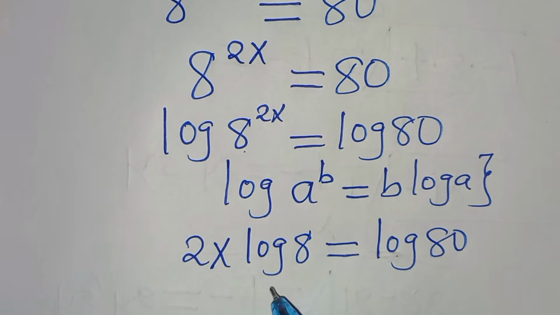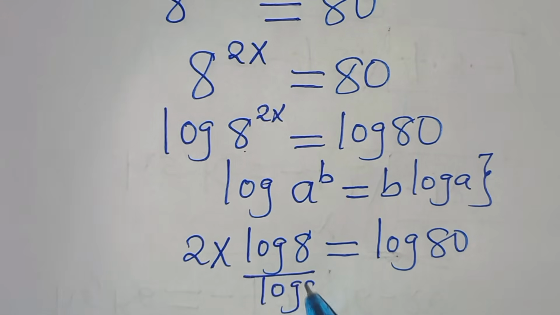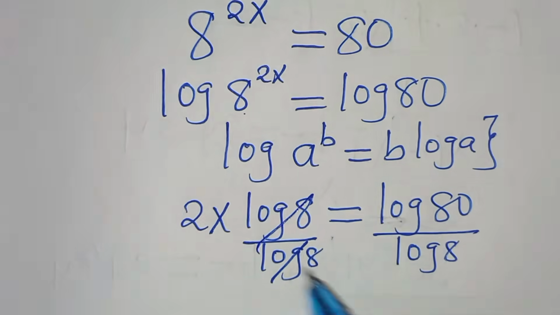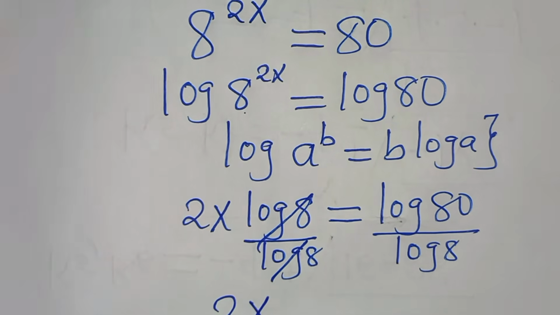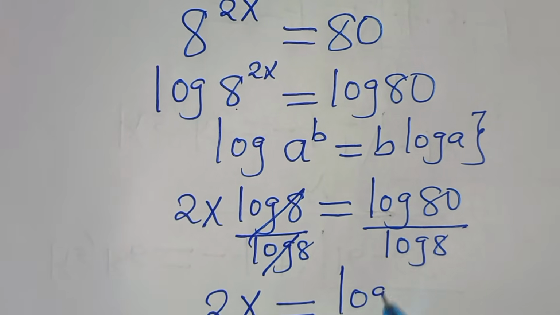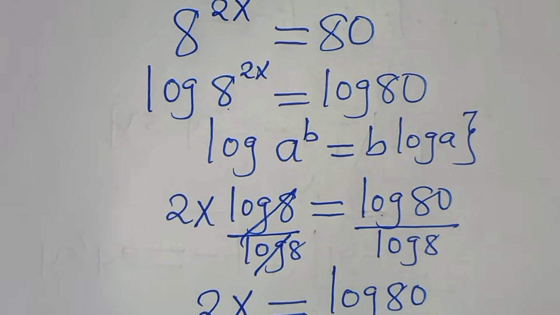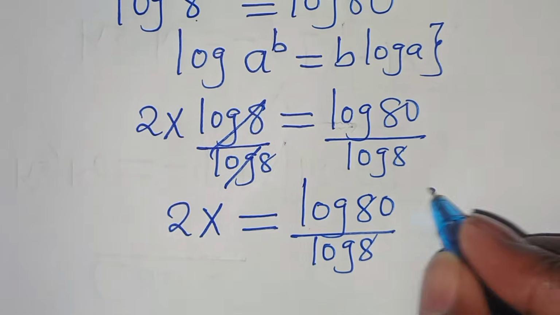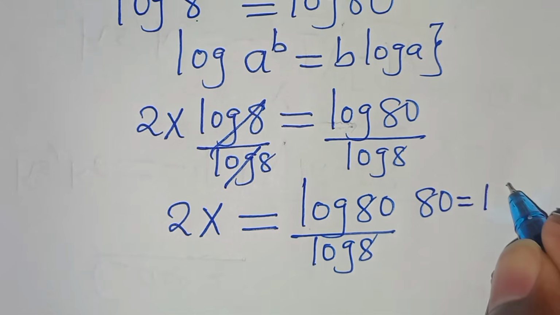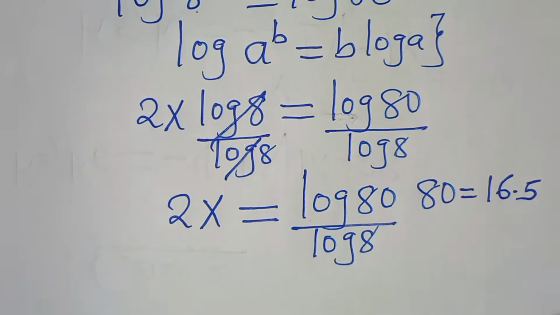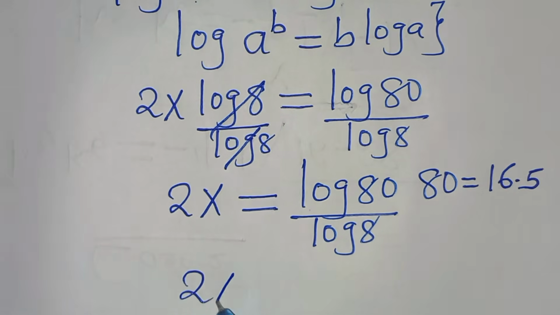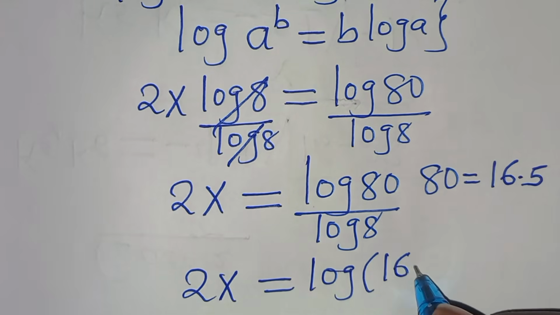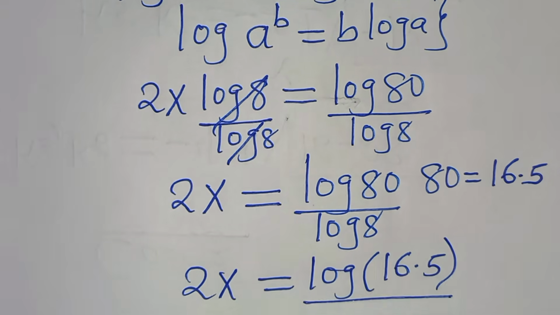So let's divide both sides by log 8, so that we simplify log 8 and log 8 here, and this means that 2x is equal to log 80 divided by log 8. The next step is that we can express 80 as the same thing as 16 multiplied by 5. So we have 2x is equal to log of 16 multiplied by 5, divided by log 8.